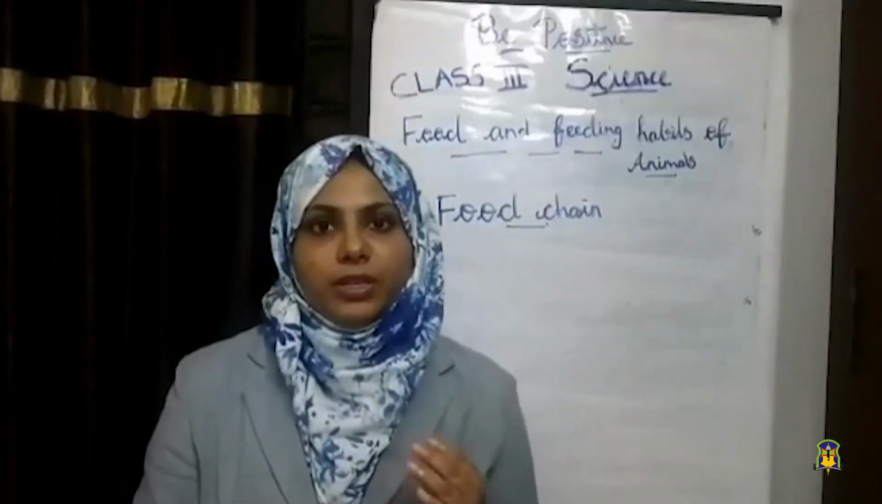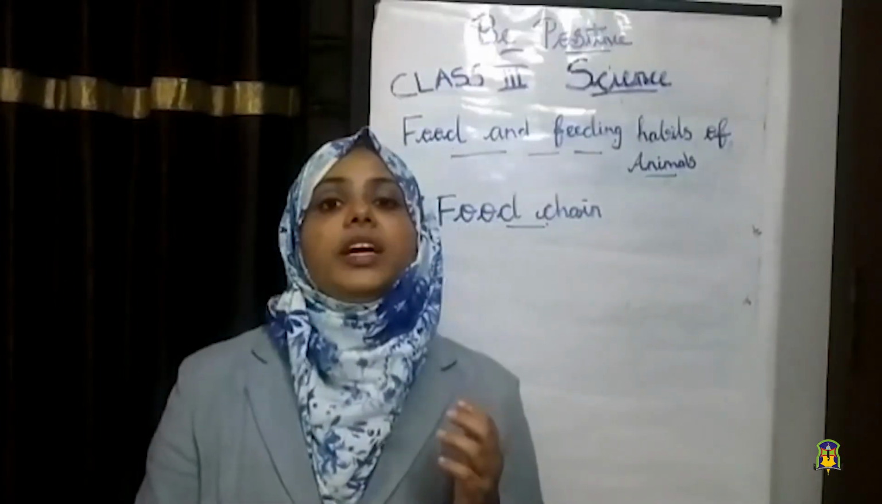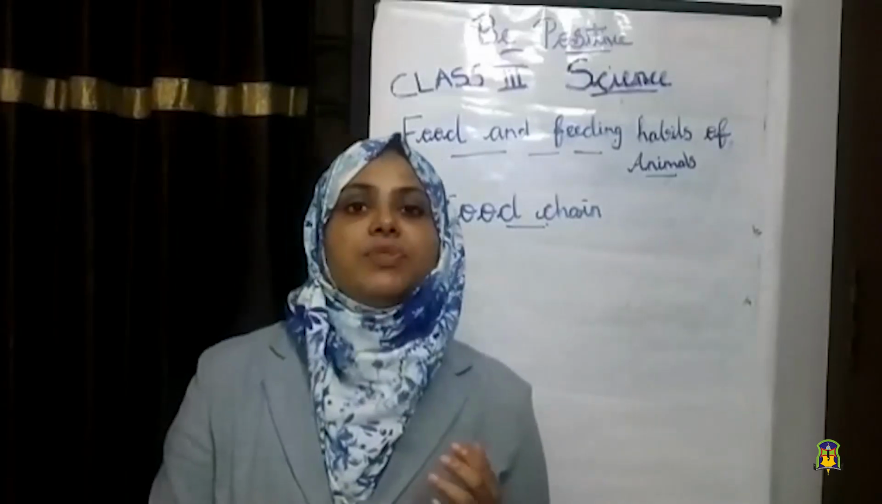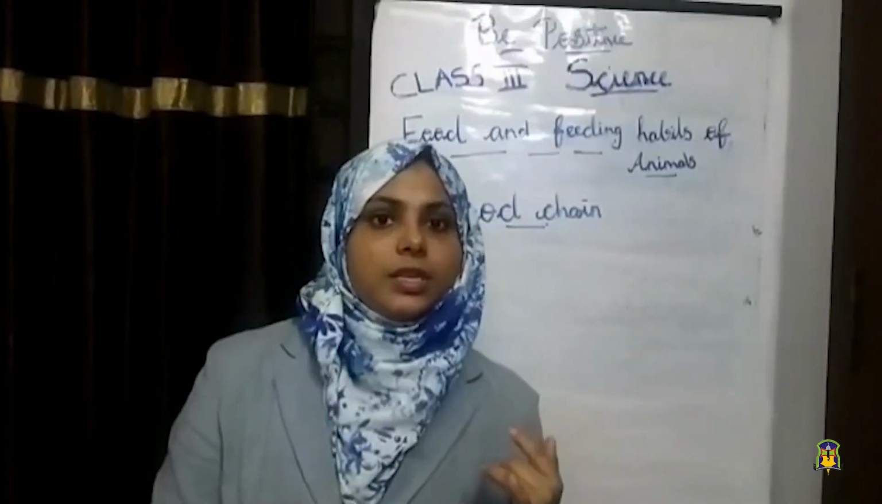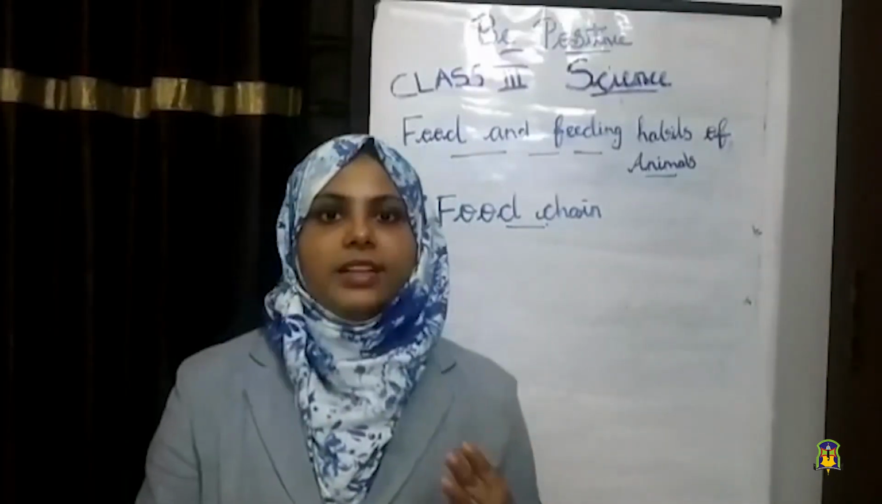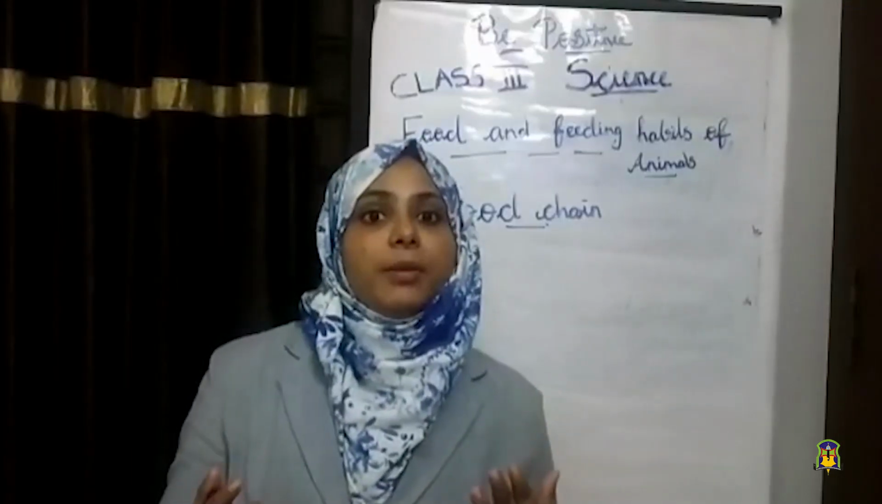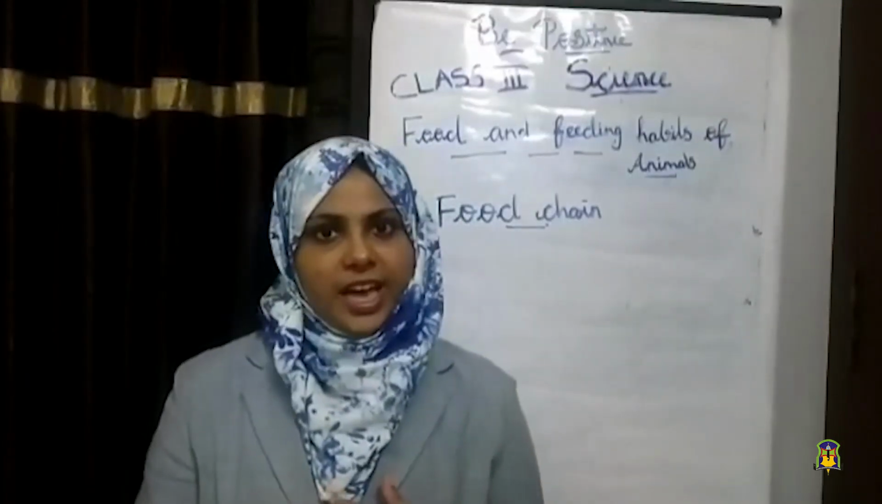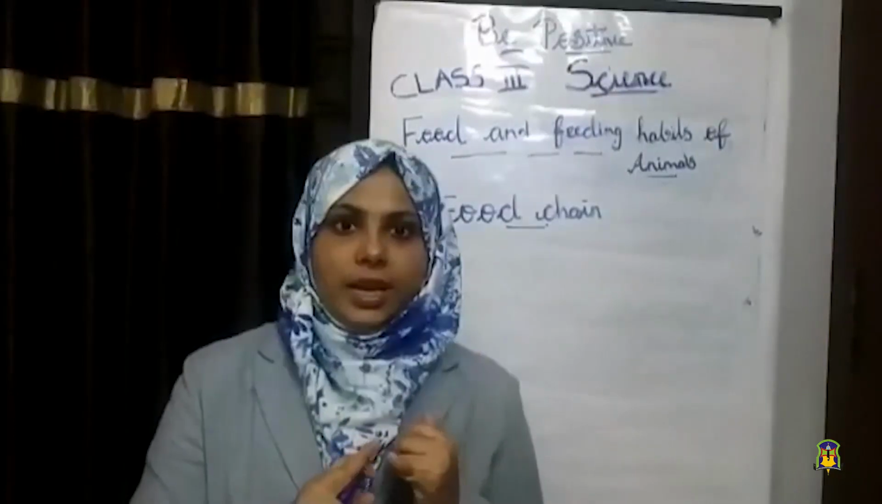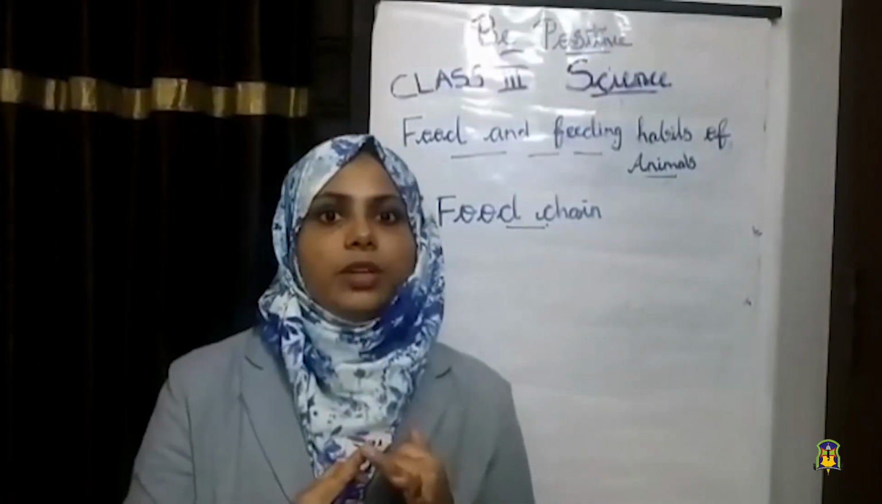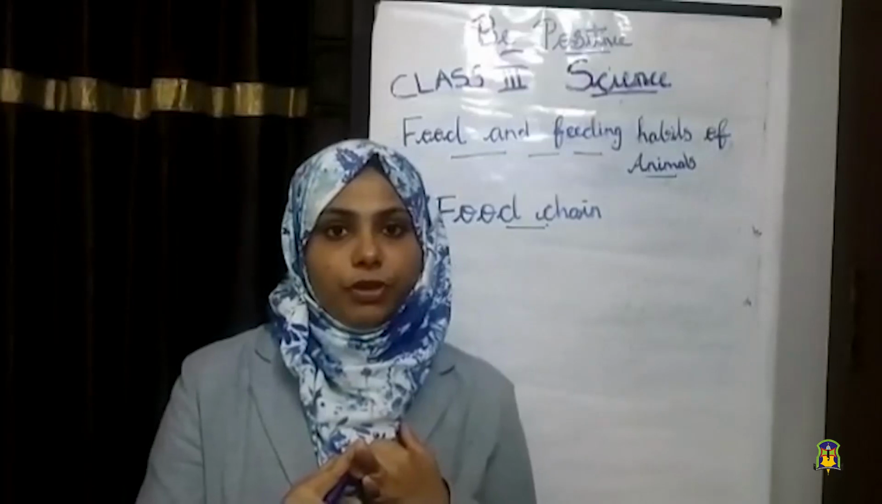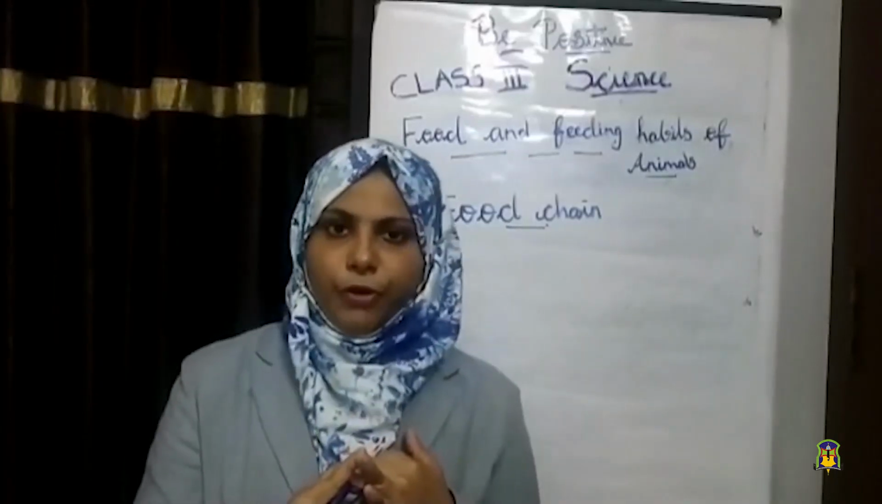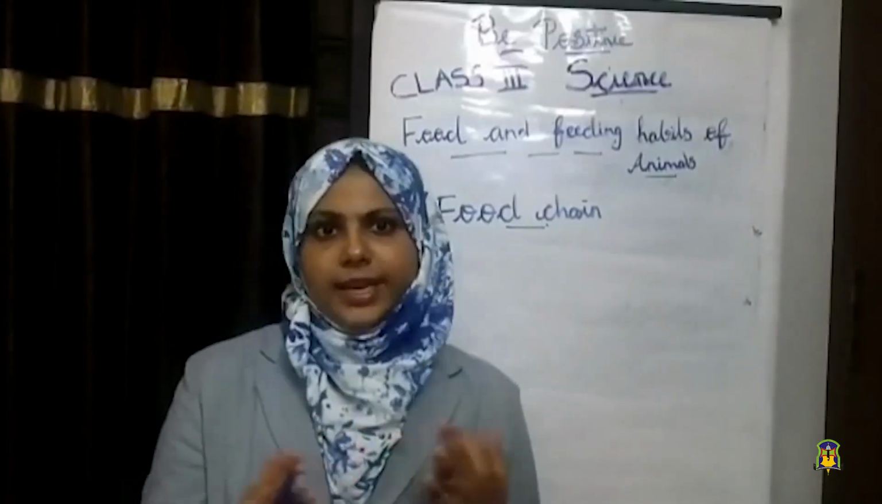Okay children, today I am going to wind up this chapter. In this chapter we discuss food and feeding habits of animals. First we discuss herbivores, carnivores and omnivores. And then we discuss how different animals have different types of eating habits. That is about gnawing animals. Example, rabbit. What about the animals that swallow the food? Yes, frog, lizard, snake, etc.